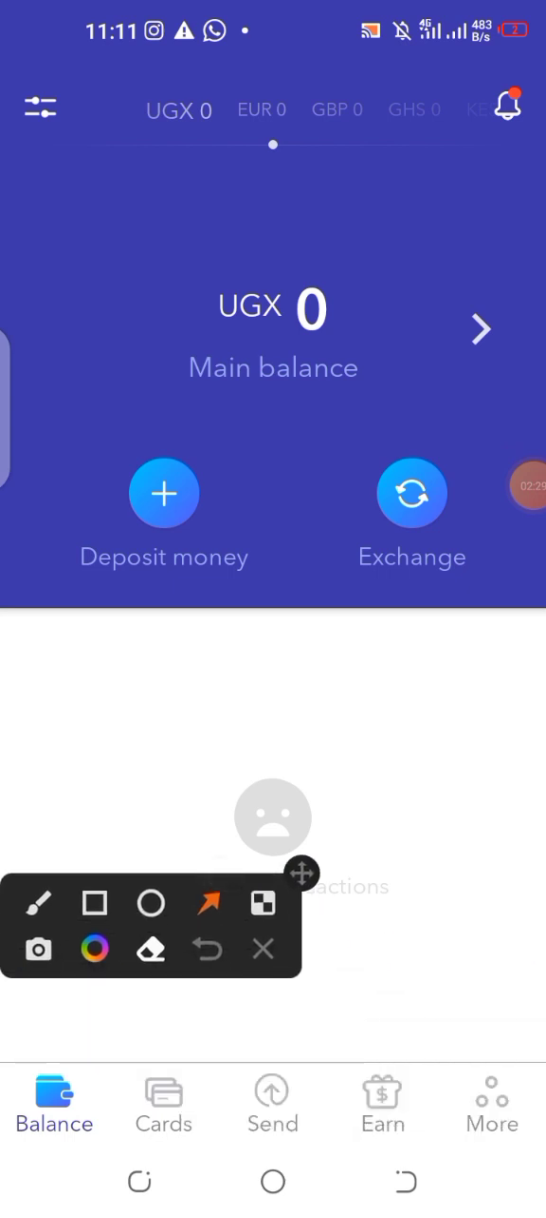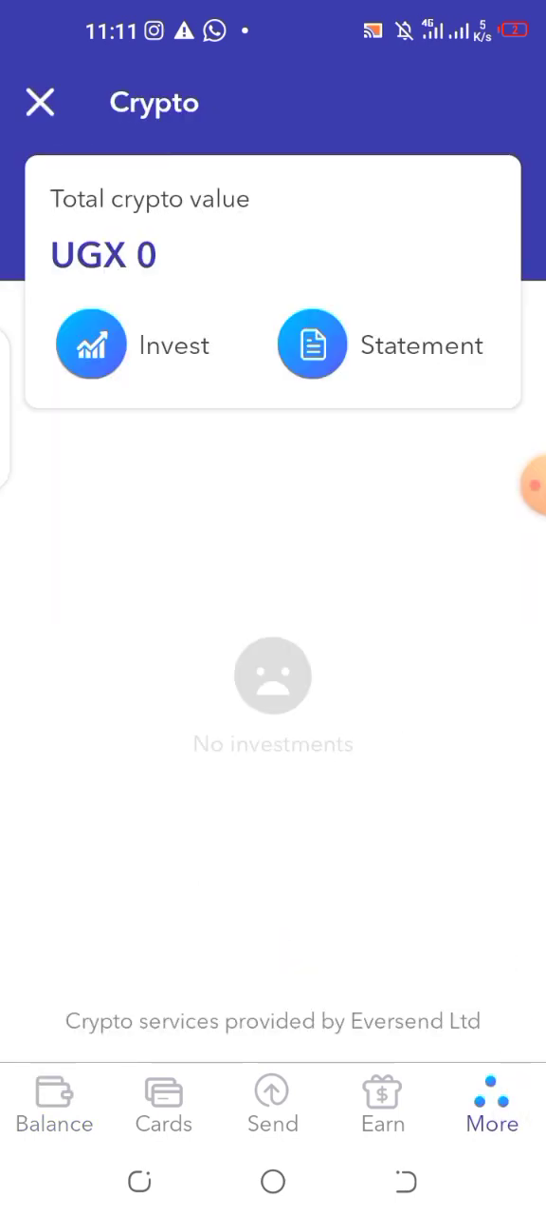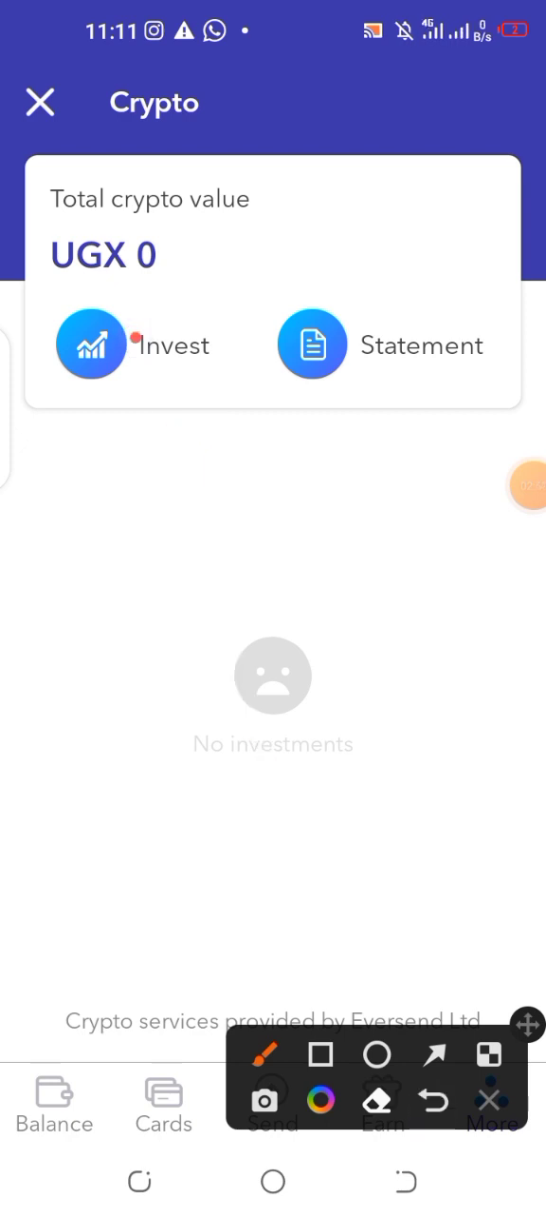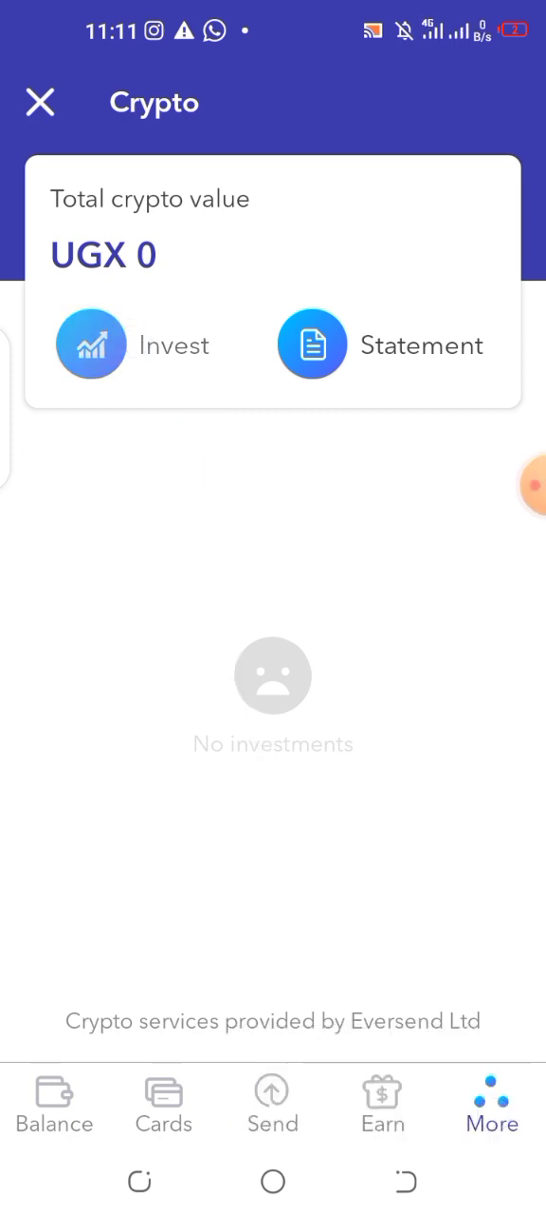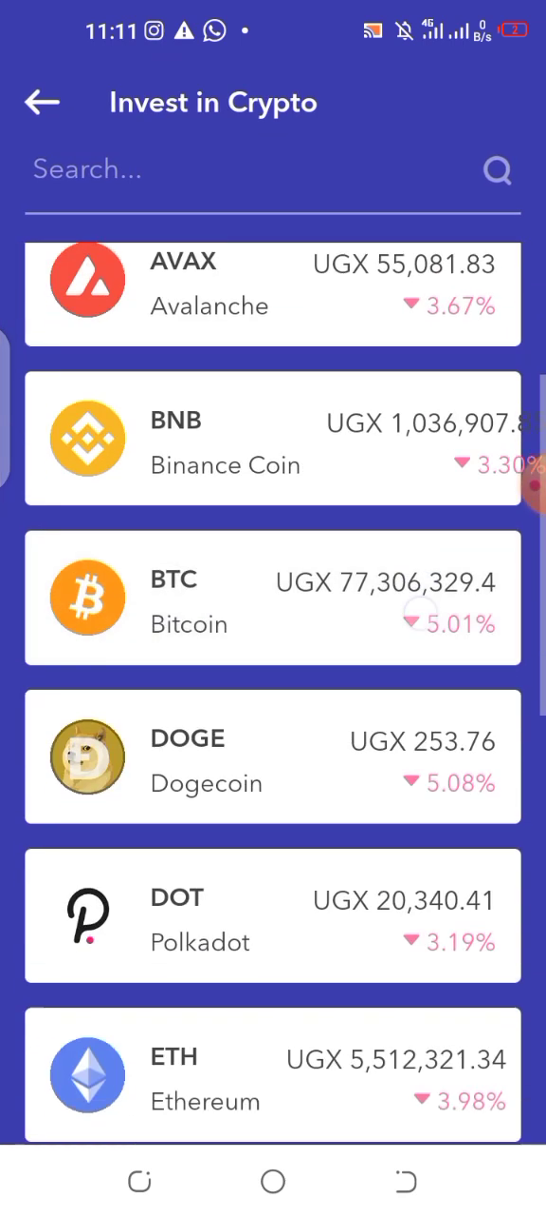Let me transfer this here. This place is called More. So where there is More is where you're going to tap. You understand? When you tap there, they will show you invest, statement, total crypto value is 0. So what you're going to do is come here to invest. You understand? Then when you tap invest, you see the cryptocurrencies that are already in here.